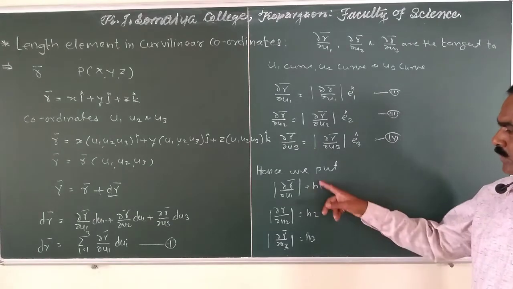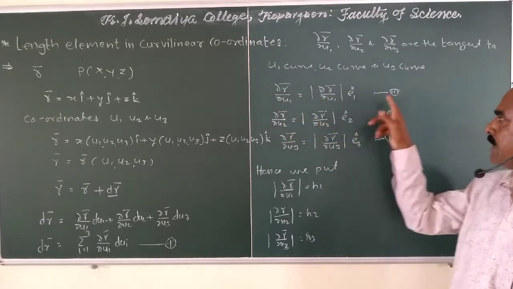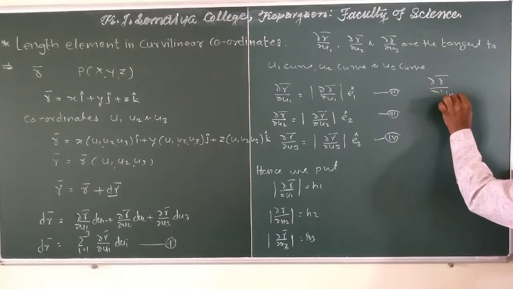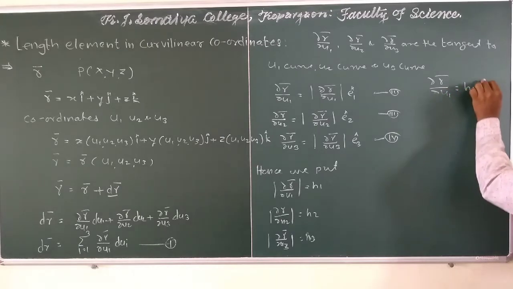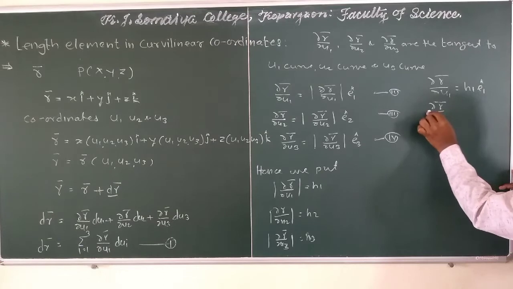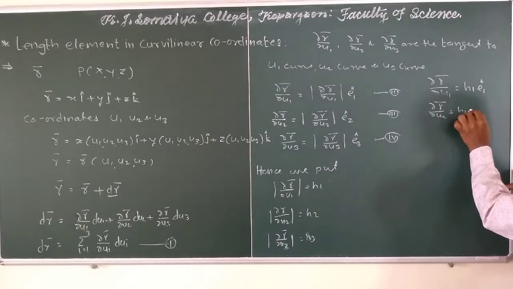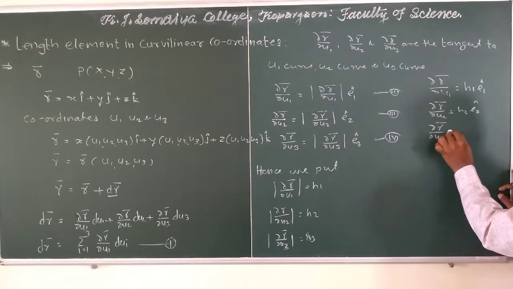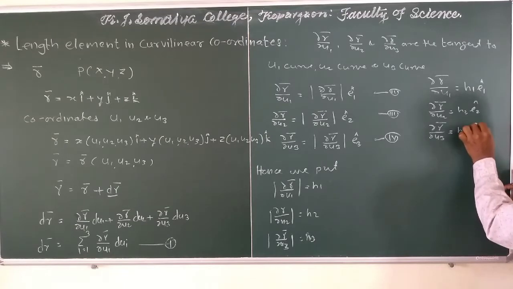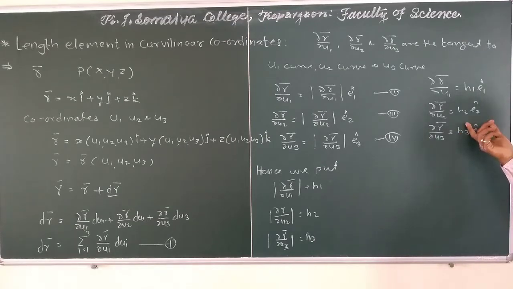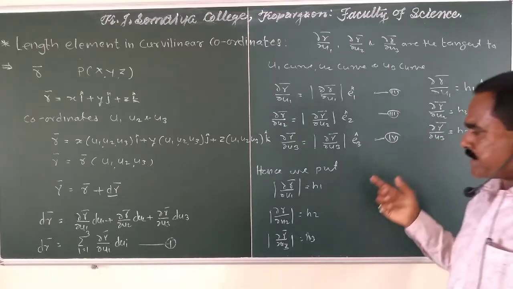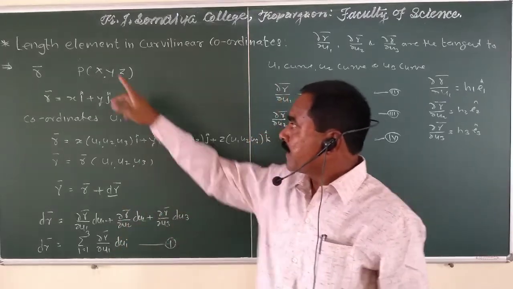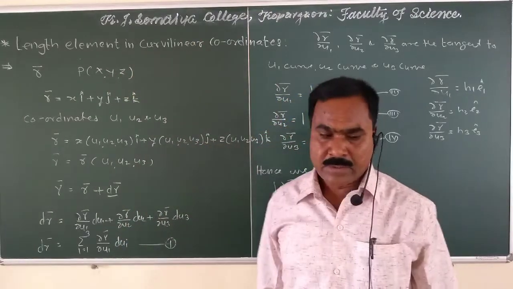Right? So with this substitution we can write the second, third and fourth equations as ∂r/∂u1 = h1 e1 cap, ∂r/∂u2 = h2 e2 cap, and ∂r/∂u3 = h3 e3 cap. Okay, so in the next step we have to write the length element, that means the length element in curvilinear coordinates.